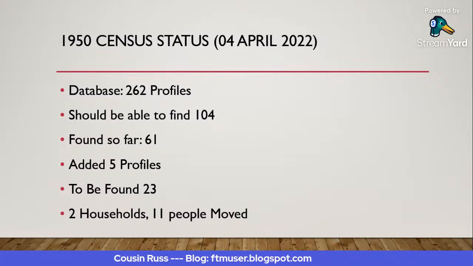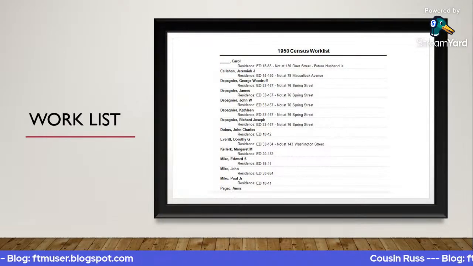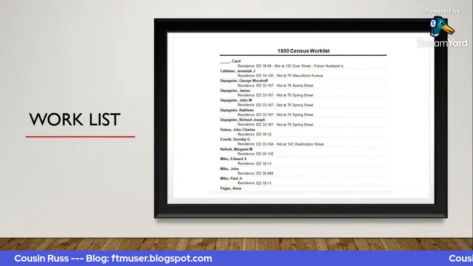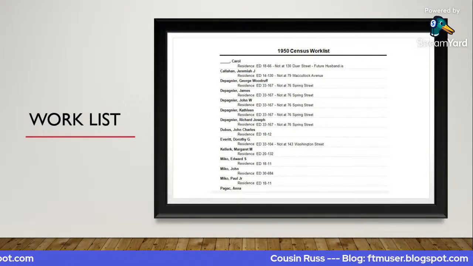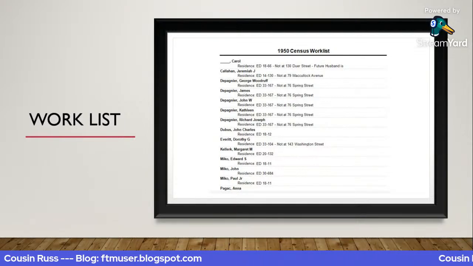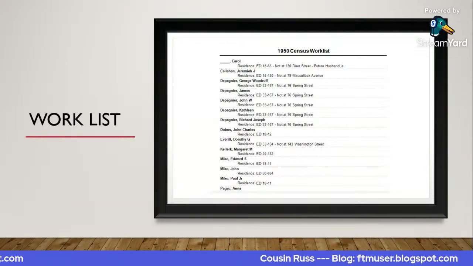Now, again, I use the features of Family Tree Maker. So here is a sample of my work list. Those are the names that I have and what enumeration district they should be in, and little notes like they should have been found but they were not at 76 Spring Street. And I think I had that in one of these live videos. So I have my working list. It's one page. I can deal with one page. I have worked through most of them.